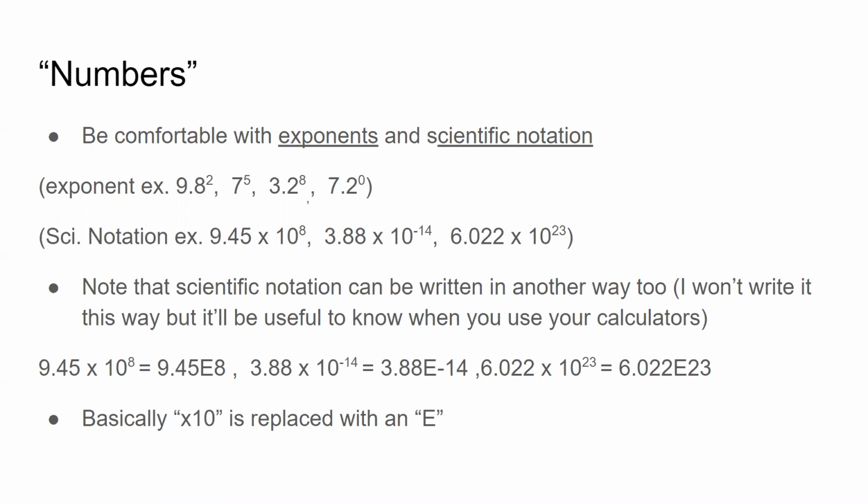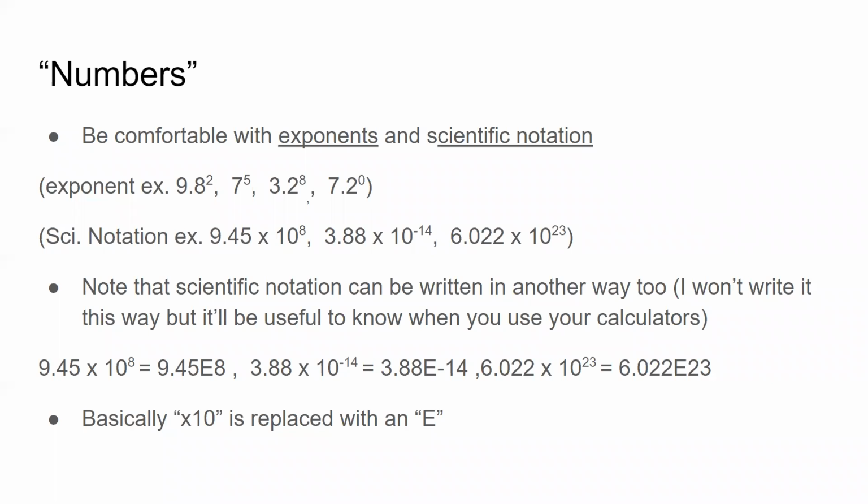You guys should also be comfortable with scientific notation, like 9.45 times 10 to the 8th power. That stands for like 945,000,000,000,000,000. I don't know, something like that. And then if it's a negative exponent, for scientific notation, you should know how to do that too. It just goes smaller.